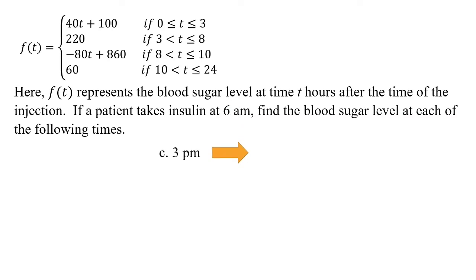Next we have 3 p.m., which is a little bit more difficult. You'll have to use your fingers and your toes. But from 6 a.m. to 12 is 6 hours. And then another 3 hours will be 9 hours. So where does that fit in? Well, 9 is in between 8 and 10, so we're going to use the third equation, and we're just going to put 9 as our input. And here goes our answer.